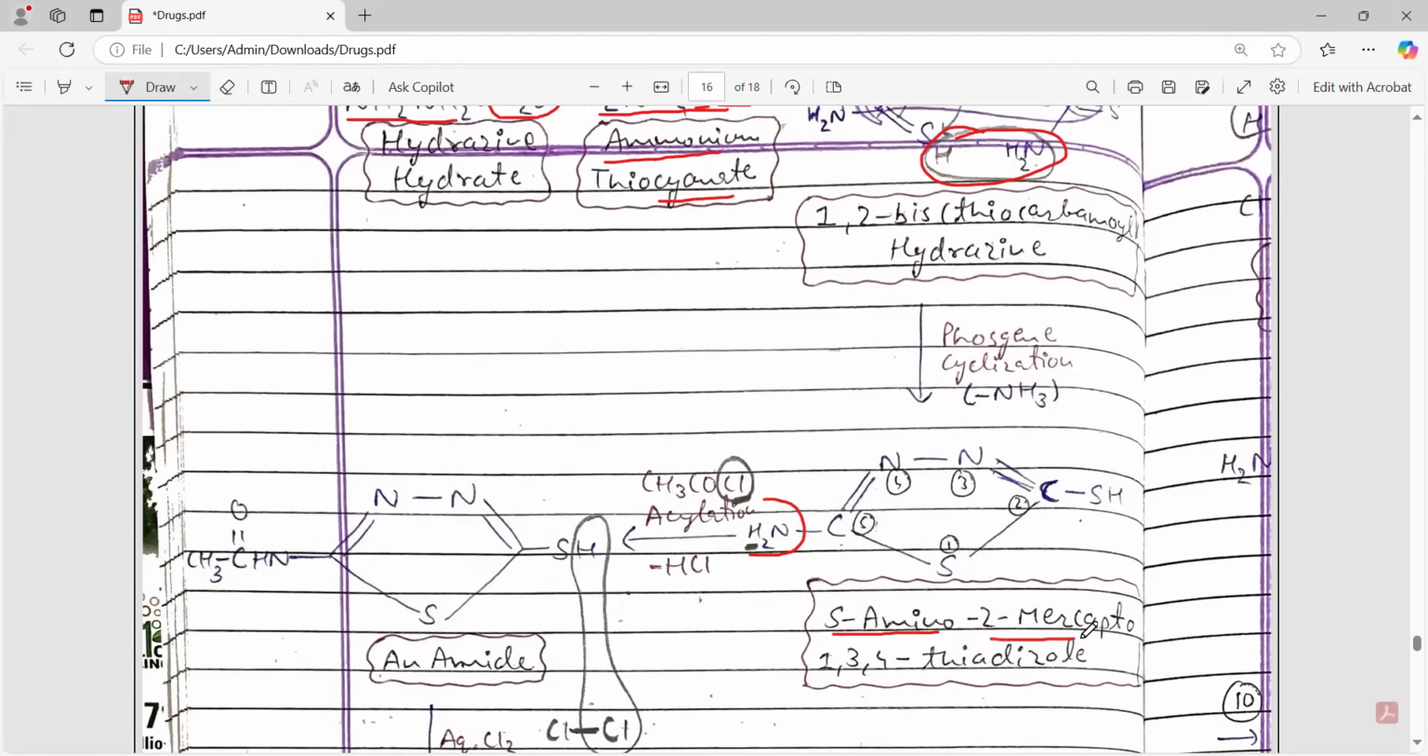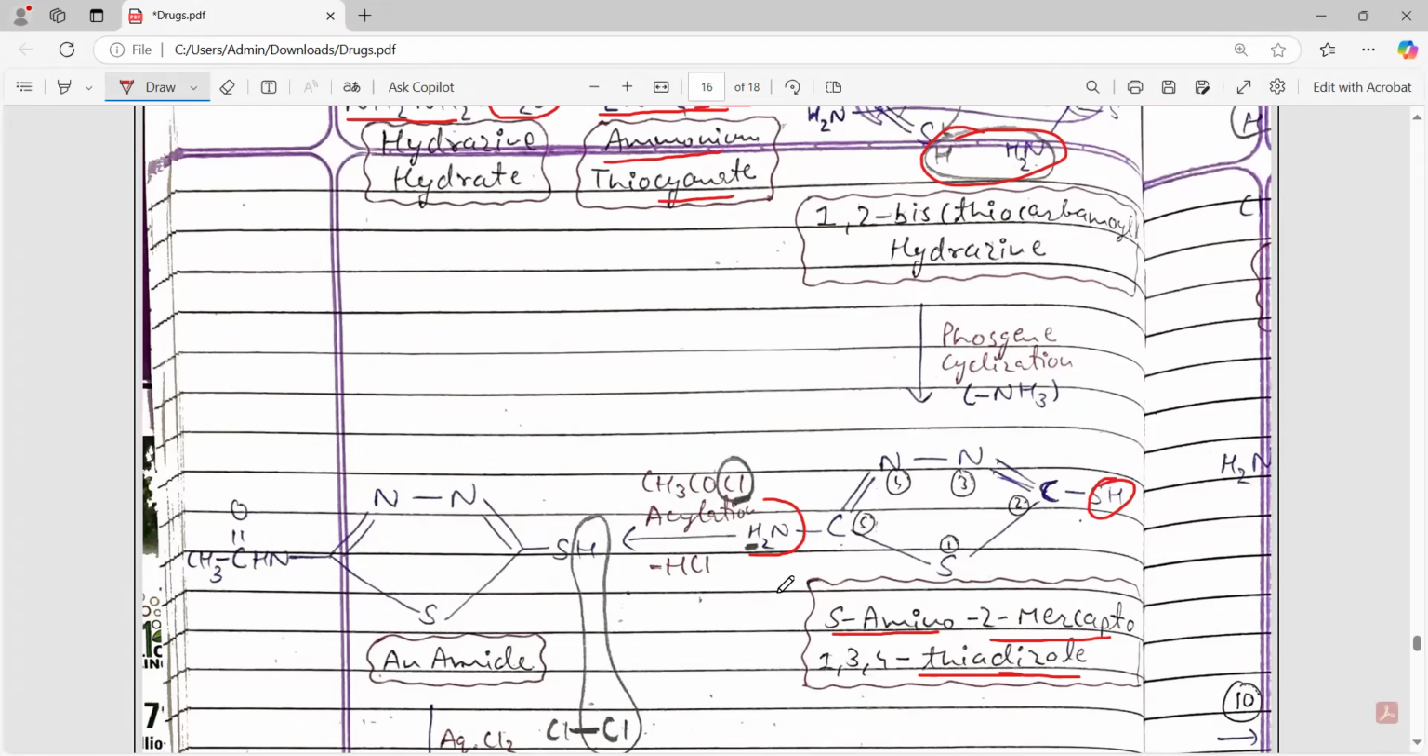2 mercapto. That means the carbon having the SH group is known as the mercapto group, so the prefix is mercapto. So the 2 number carbon having the mercapto group: 2 mercapto, 1,3,4 thiadiazole. That means 1 number sulfur, 3 number nitrogen, 4 number nitrogen, and a 5-member ring, known as diazole. So thiadiazole. So 5 amino, 2 mercapto, 1,3,4 thiadiazole.